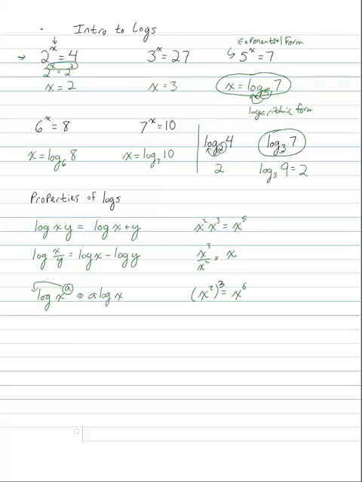So these go both ways. If you are going from a single log, and that's what this is, a single log, and you're expanding, then you can just use your properties of exponents. If you're going from expanding to a single log, you're just going backwards.